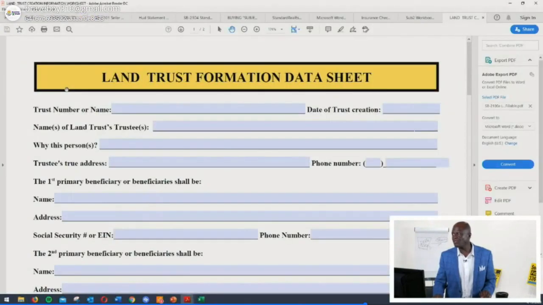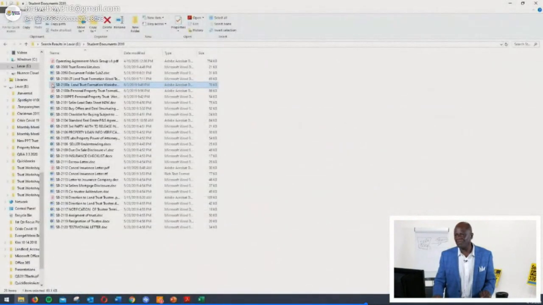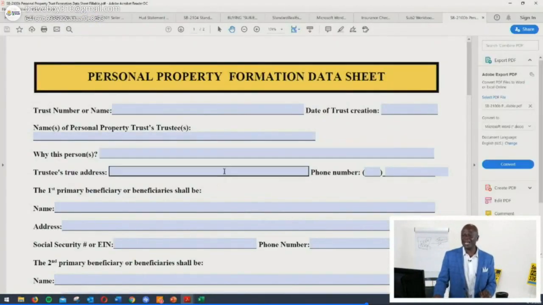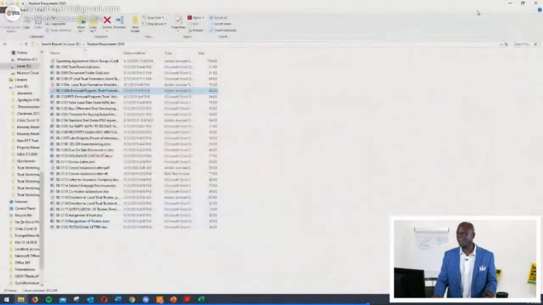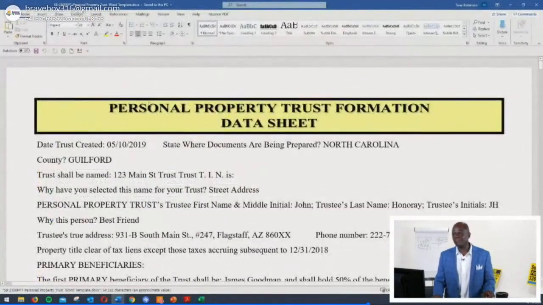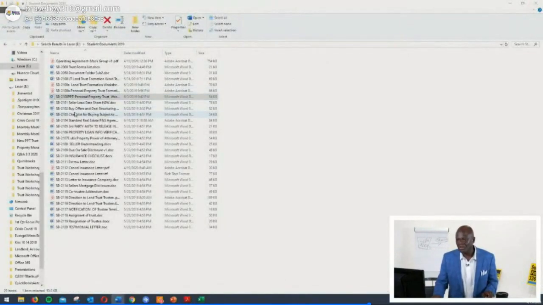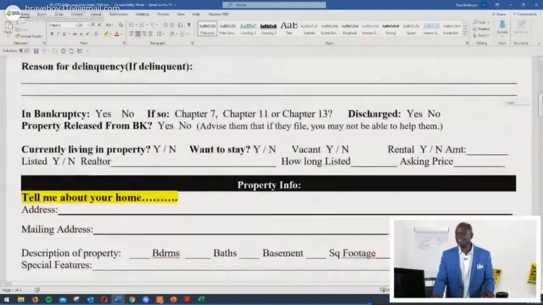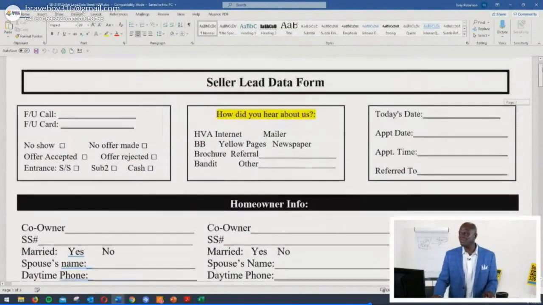Same thing for your personal property trust. The personal property trust formation data sheet looks just the same as your land trust formation data sheet, except it's for personal property versus the land trust. And there again is the actual trust document. Seller lead data sheet. You're going to have the seller lead data sheet with all the questions to ask of your seller.